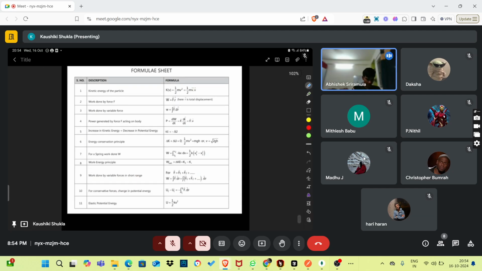Okay, so this is a formula sheet of all the topics that I have covered just now. You can see that elastic potential energy is half kx square. Conservative forces, this is what you do. Variable forces of short range, f dot dx, this is the formula that I gave. And work energy principle. This is work done by spring force, like I said, initial, final. Energy conservation, I'll talk about it right now. Increase in potential is decrease in potential. Variable force.